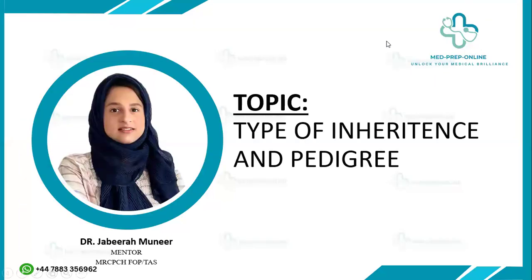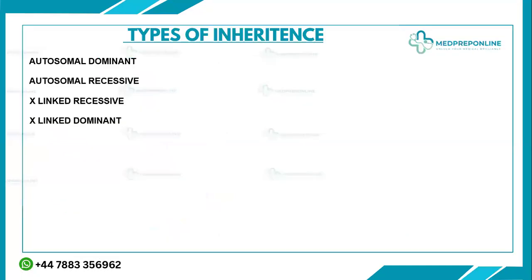Okay, so the first topic is type of inheritance, and we know that we have different types of inheritance. The four most important types are autosomal dominant, autosomal recessive, X-linked recessive, and X-linked dominant. Among these, if we talk about the FOP exam, the first three are very important in the sense of their risk of inheritance to the offspring.